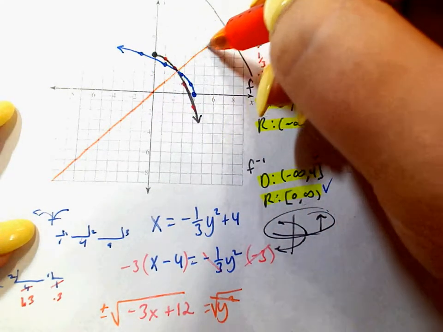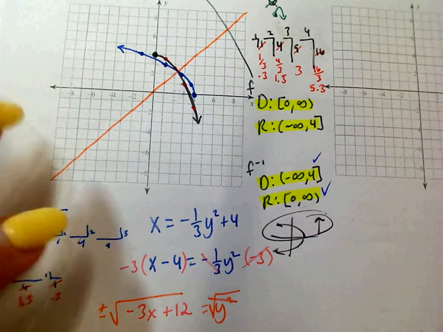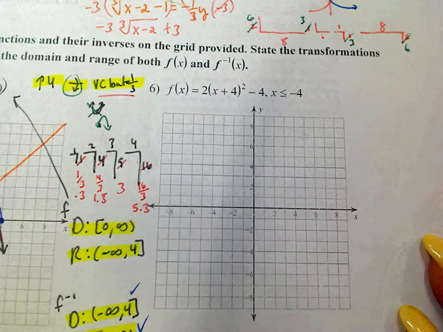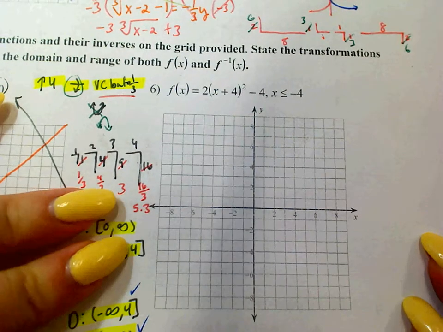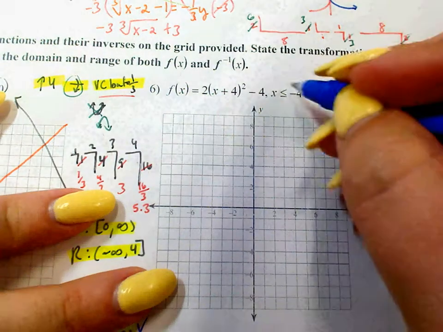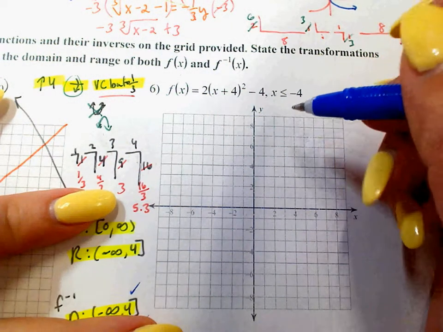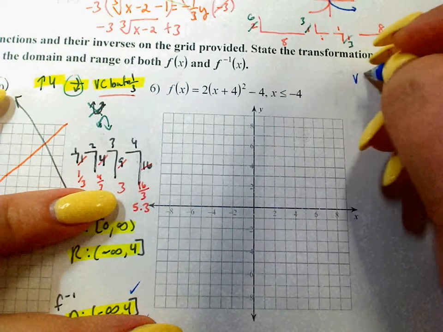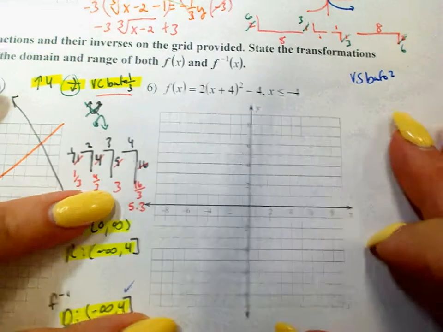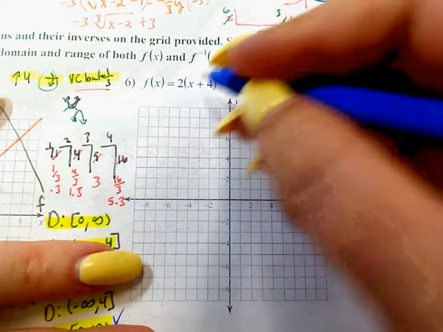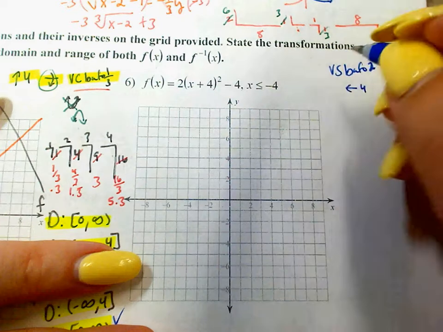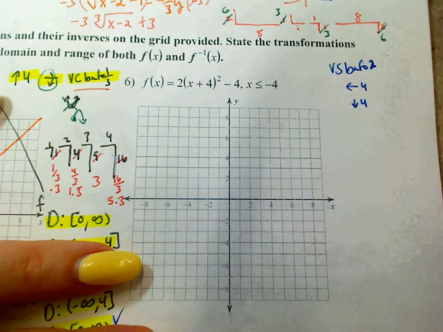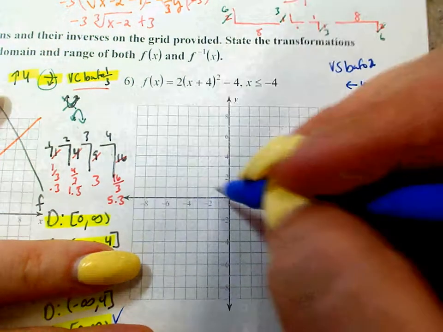Okay? All right. Number 6. Number 6 is a quadratic as well, and it's also restricted. So it is to the left of -4 and equal to -4. So as far as transformations go, let's first list those. The 2 is a vertical stretch by a factor of 2. The +4 in the interior means go left 4, and the -4 means go down 4. And those are my 3 transformations. So I'm going to go right 4, down 4. 1, 2, 3, 4, down 1, 2, 3, 4.